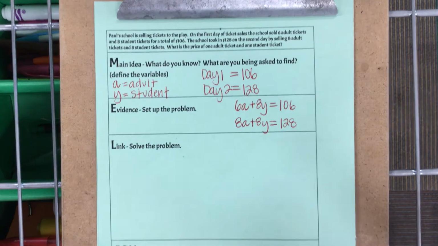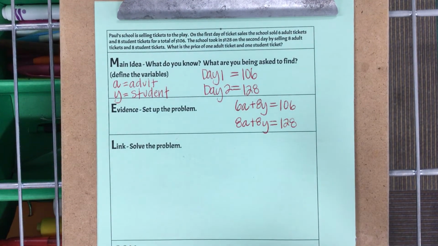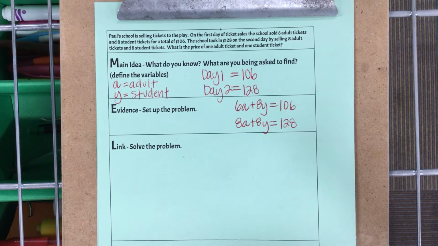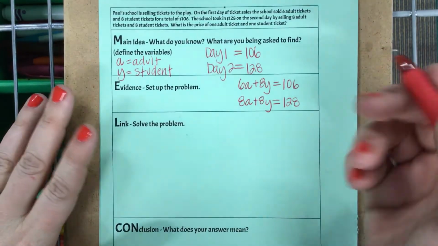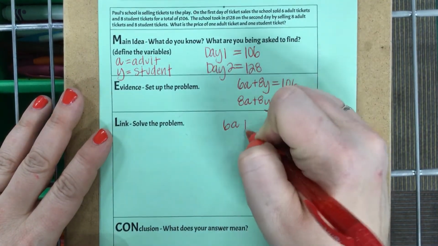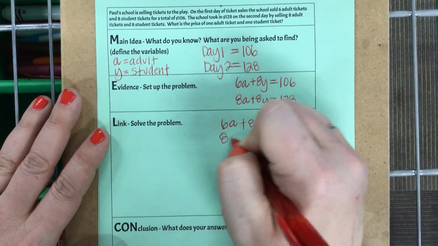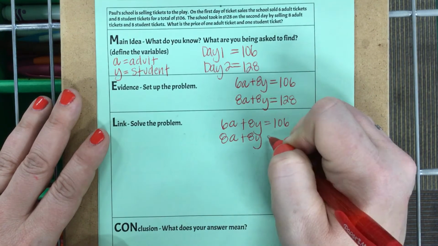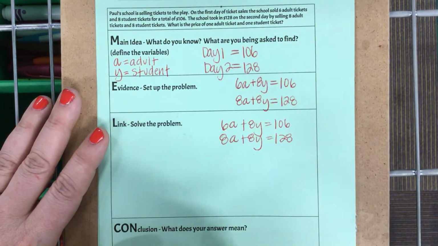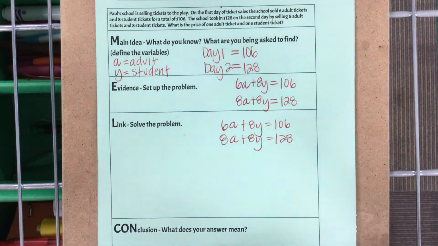Perfect, we gave our evidence. We used the information from our problem to create a mathematical system, an algebraic system. Ian. Our adult ticket's $10. Here we go. 6A plus 8Y equals 106. 8A plus 8Y equals 128. Do you want to graph it? Yes. Mm-hmm.